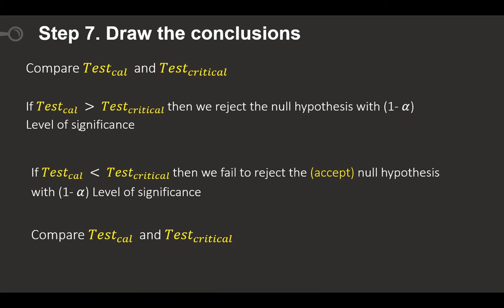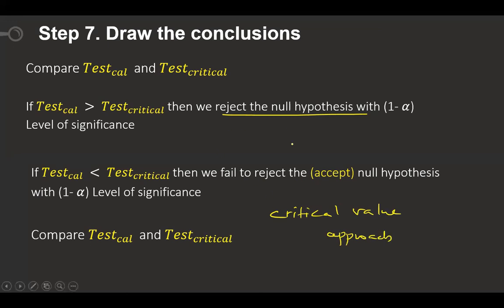After comparing the values, if the test calculated value is greater than the test critical, then we reject the null hypothesis with 1 minus alpha level of significance. If the test calculated is less than the test critical, then we fail to reject. So this is the critical value approach, the approach to reject the null hypothesis.